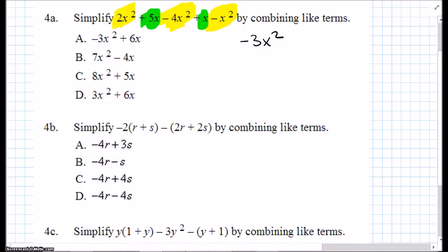Now let's look at the x's. I've got 5x and x, so that would be plus 6x. Answer would be A.